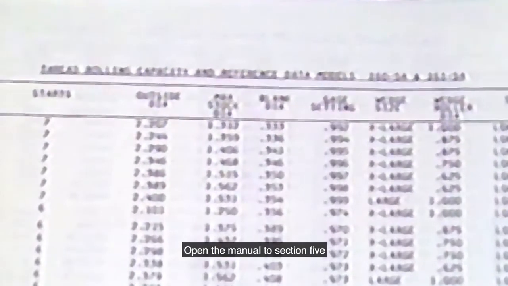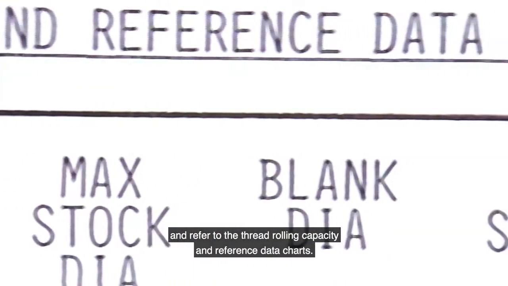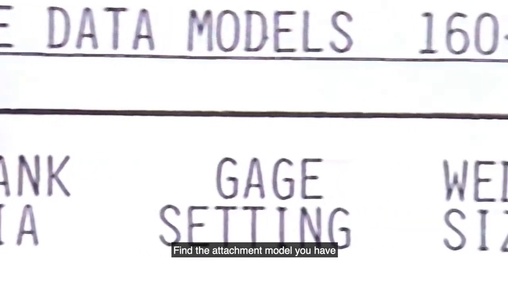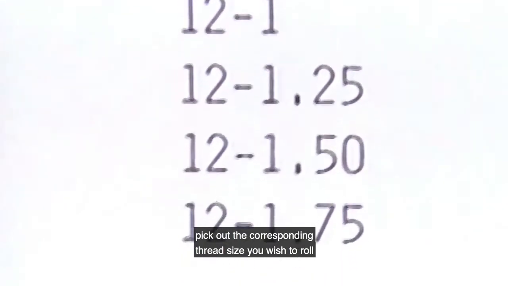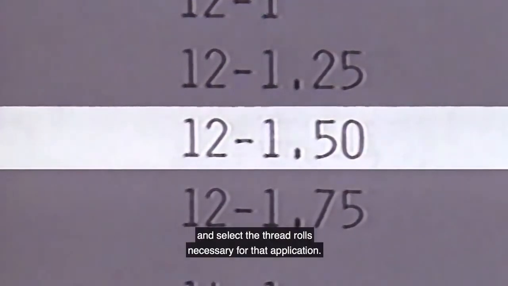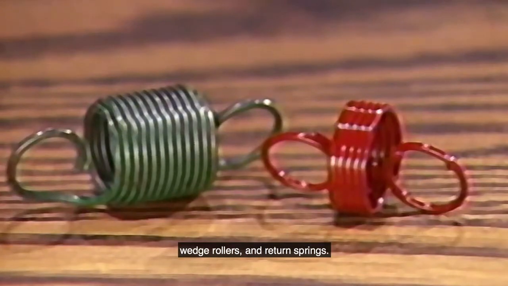Open the manual to Section 5 and refer to the thread rolling capacity and reference data charts. Find the attachment model you have, pick out the corresponding thread size you wish to roll, and select the thread rolls necessary for that application. Now select the correct size wedges, wedge rollers, and return springs.